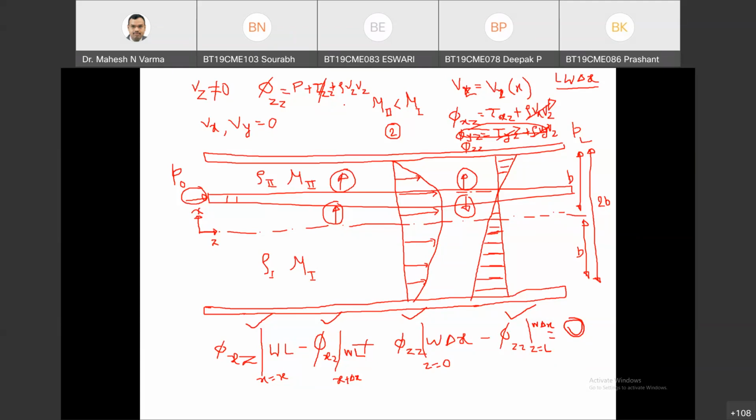Density has nothing to do with that, you can say.